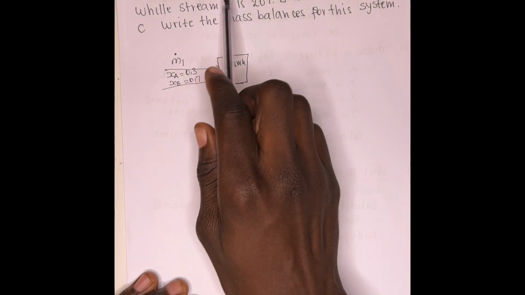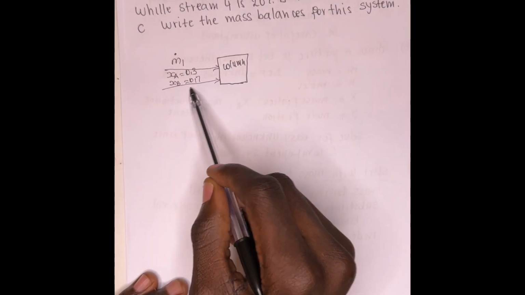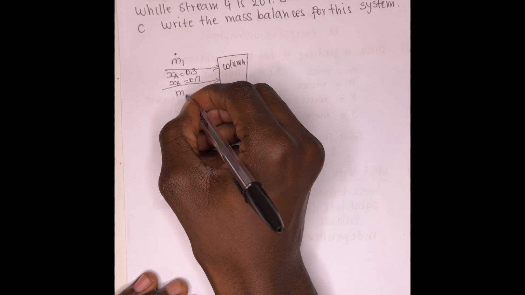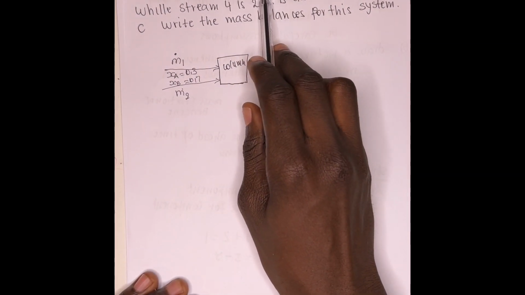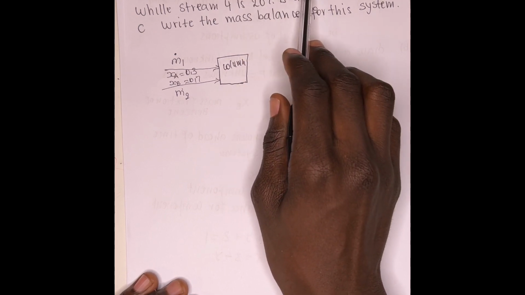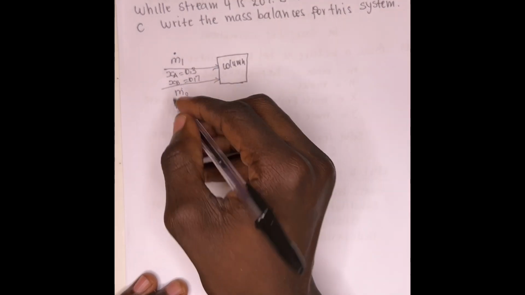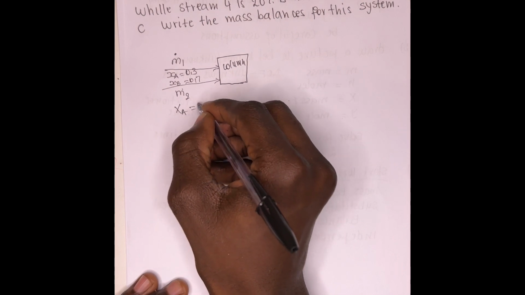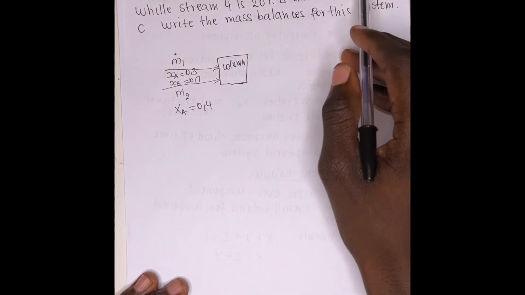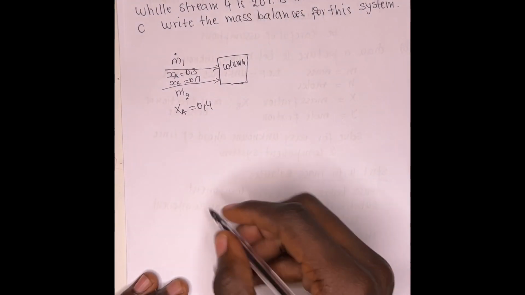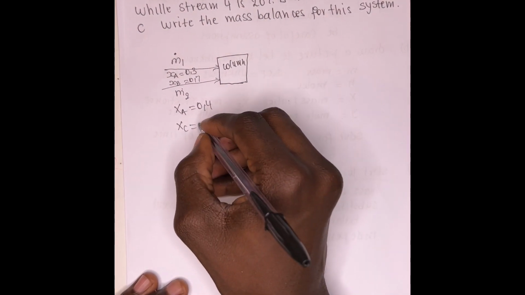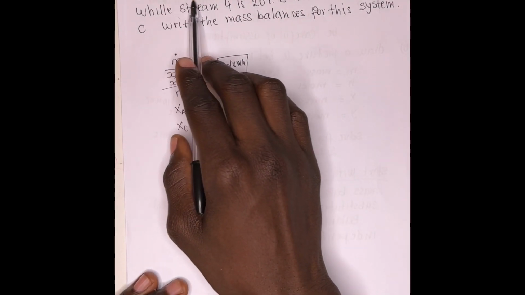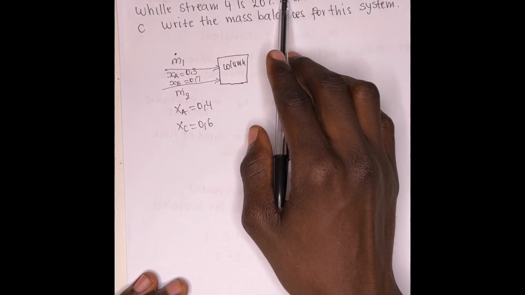And then the question says, in stream 2, this is stream 2 down, I can call its flow rate M2 as well. And in this stream, guys, understand carefully, they say 40% of A. So we have XA, which is 0.4. And the rest is C. We take 1 minus this one, it's just 0.6.